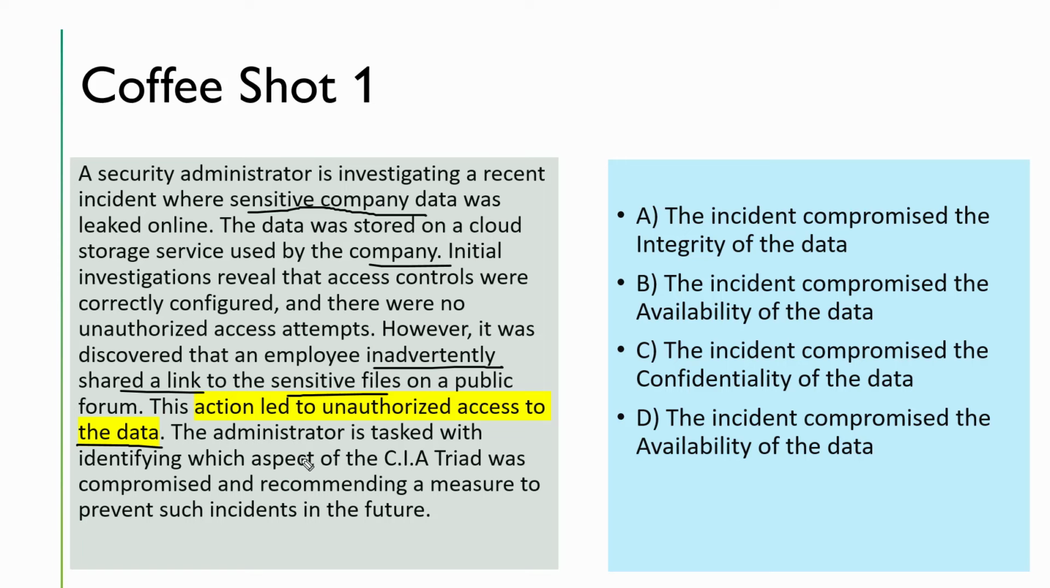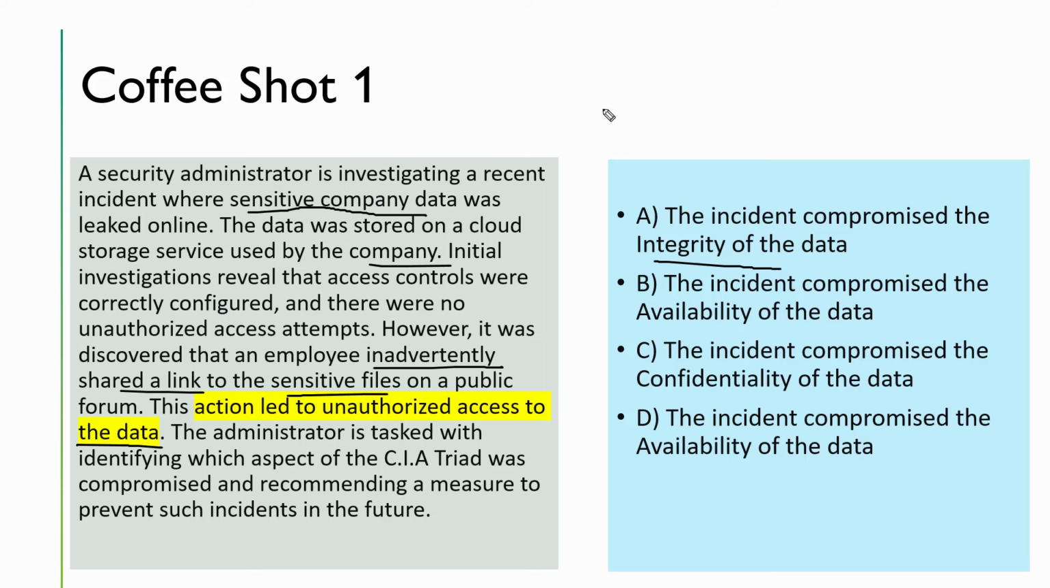The administrator is tasked with identifying which aspect of the CIA triad was compromised and recommending a measure to prevent such an incident in the future. Option A, the incident compromised the integrity of the data, is not true because integrity ensures the data should not be modified by an unauthorized person. It's not talking about modification, it says access. Integrity is all about ensuring the data is not altered by an unauthorized person.